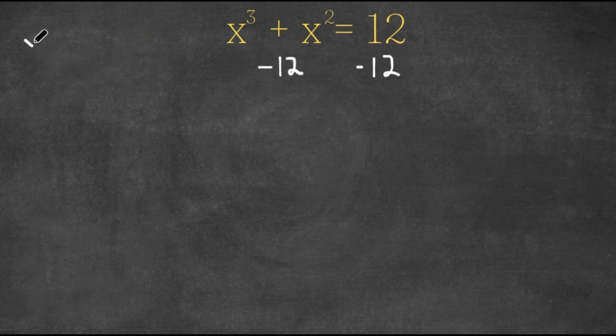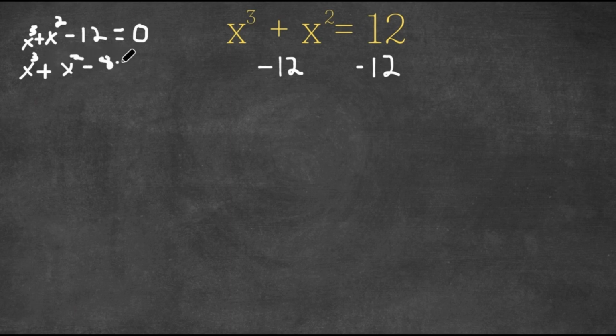So this would give us x to the power of 3 plus x squared minus 12 is equal to 12 minus 12, which is 0. So now what I'm going to do is change negative 12 to negative 8 minus 4. So we have x to the power of 3 plus x squared minus 8 minus 4.